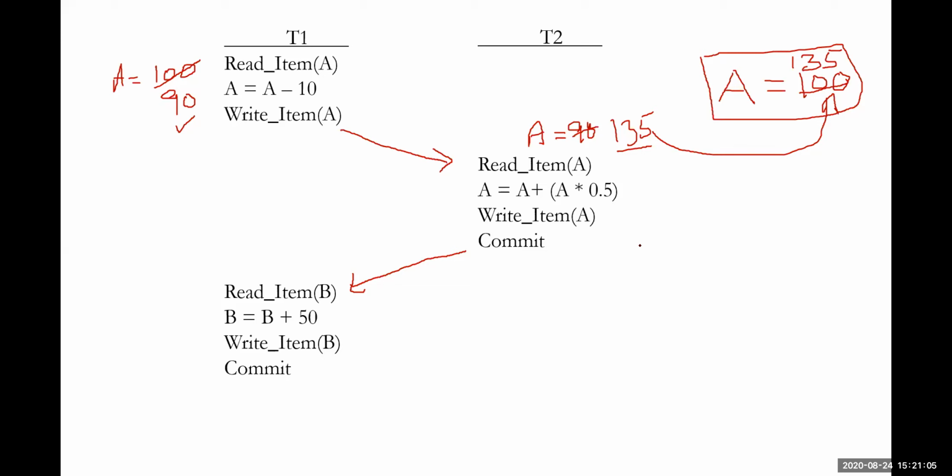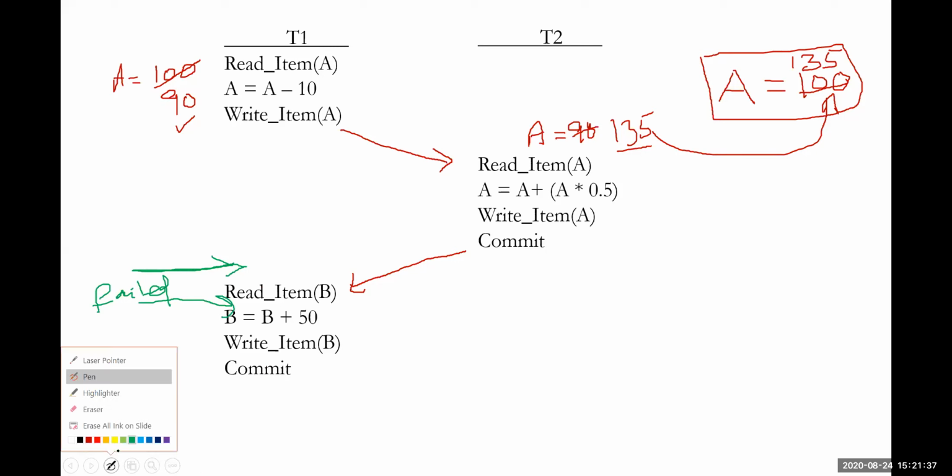Okay. Now, to explain the dirty read problem, consider that at transaction T1, at this particular place, the transaction has failed. Okay, so the transaction has failed.